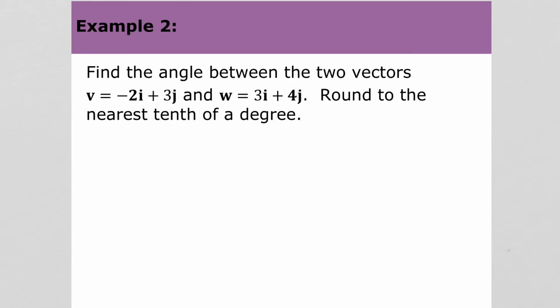Example 2 says, find the angle between the vectors V and W, rounding to the nearest tenth of a degree. To find the angle, we'll have cosine of theta is equal to V dot W over the magnitude of V times the magnitude of W. So we first need to find V dot W.